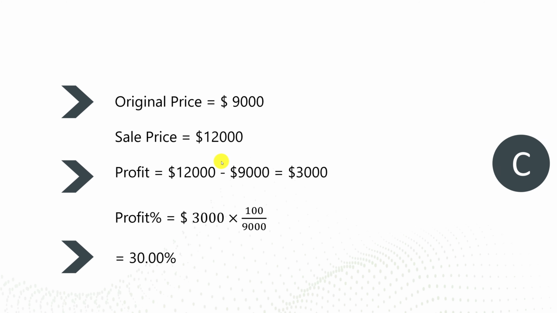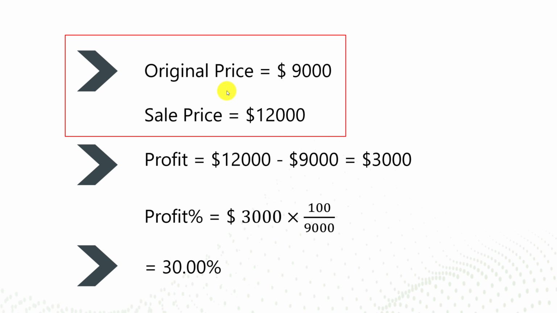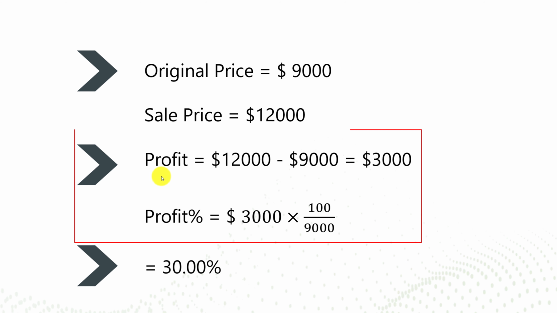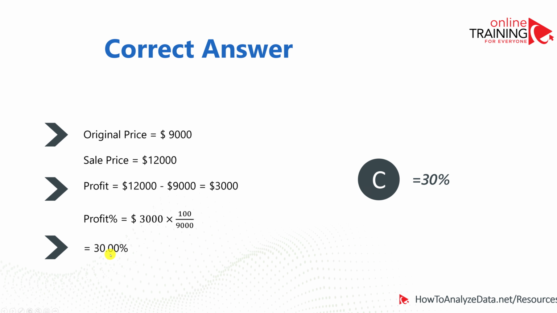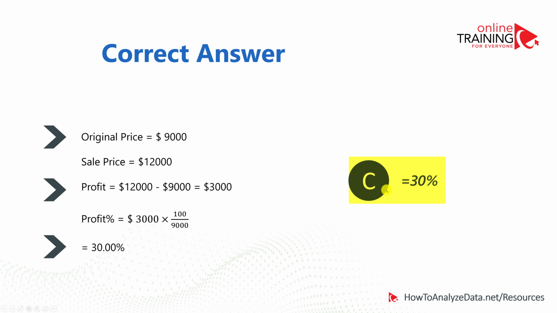Let's recap. The original price for the vehicle was $9,000. The sale price was $12,000. Profit is $3,000 and is calculated as $12,000 minus $9,000. The profit percentage is calculated as $3,000 divided by $9,000 and multiplied by 100, and is equivalent to 30%. So choice C is correct.